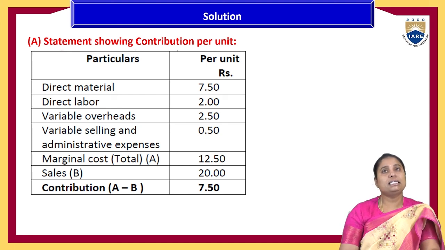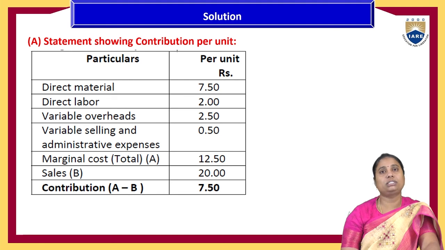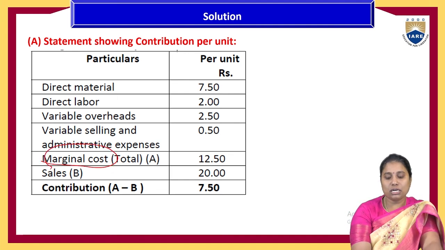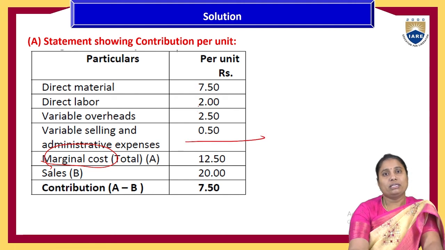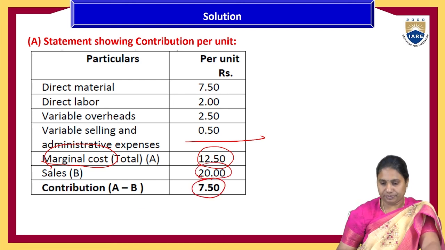First of all, let us see the contribution statement of the given data: direct material, direct labor, variable overhead cost, and variable selling and administrative cost. The total marginal cost, or total variable cost, is 7.5 plus 2 is 9.5, plus 2.5 is 12, plus 0.5 means 12.5 rupees. Whereas the selling price of each unit is 20 rupees, which means the contribution of each product is 7.5 rupees.